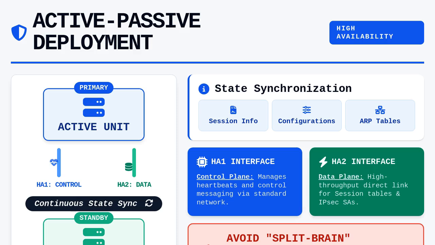You must configure the HA interfaces, specifically HA1 for control plane synchronization and heartbeat messaging, and HA2 for data plane synchronization, which includes session tables and IPsec security associations. While the HA control link can be established over a standard network, the data link is often best served by a dedicated direct connection to handle the high throughput of state information.